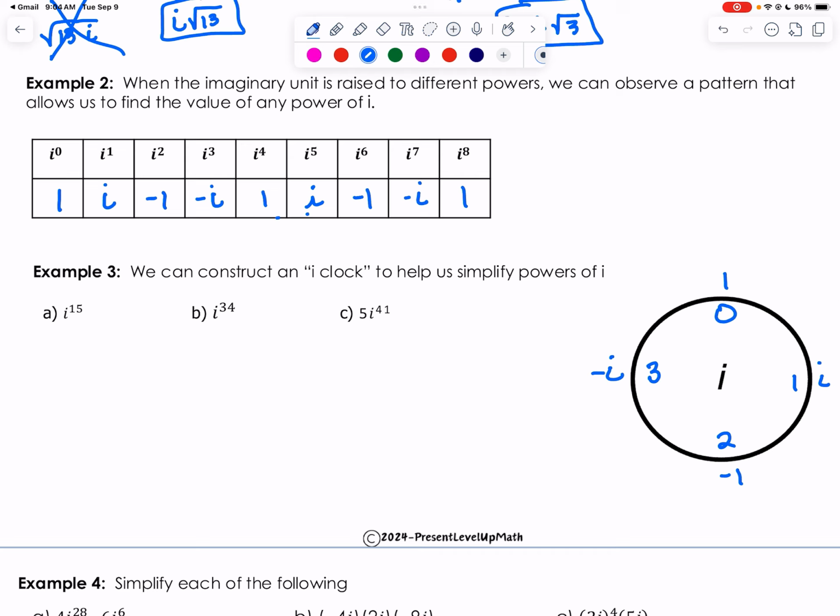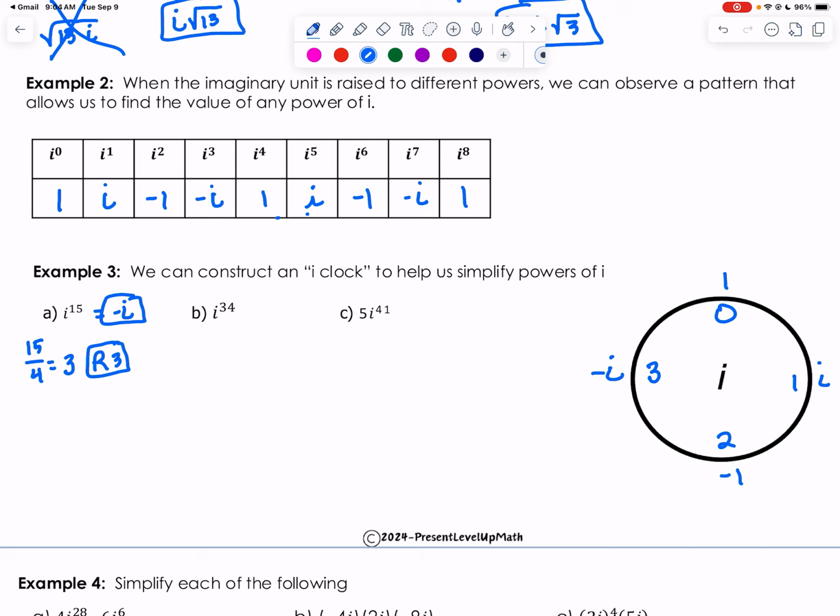Now we're going to use this little i clock to help us simplify these different powers. So i^15, what you're going to do is take the 15, and because this pattern repeats every fourth time, you're going to divide it by 4. So 4 goes into 15 3 times with a remainder of 3. Now the only thing that's important is your remainder. So you go over to your i clock. When there's a remainder of 3, your answer is negative i.